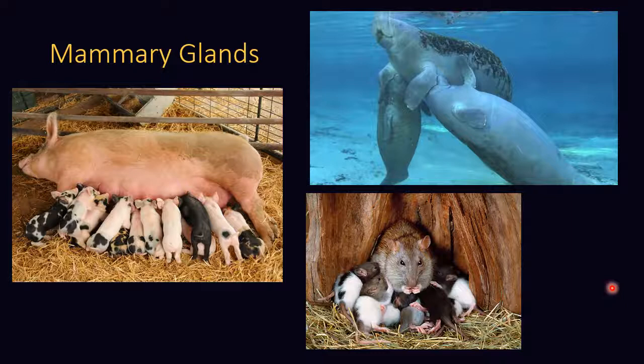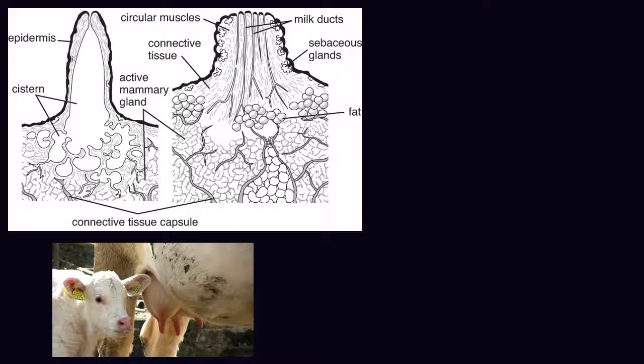And primitively, mammals have an entire row of these glands, such as in the pig and in the rat here, but several species have restricted these glands to only be in certain places, such as the manatee, where they're only just underneath the arms. Maybe a cow just has that one udder. And here's a cow right here.